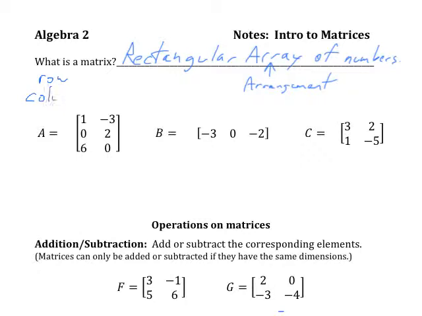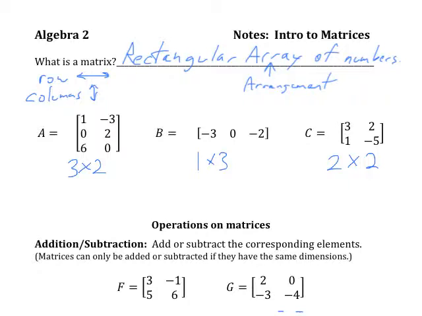Just so you know, remember, rows go left and right, and columns go up and down. So when you look at what we call matrix A right here, it has 3 rows and 2 columns, so we would call that a 3 by 2 matrix. Matrix B is 1 row by 3 columns, and matrix C is a 2 by 2.